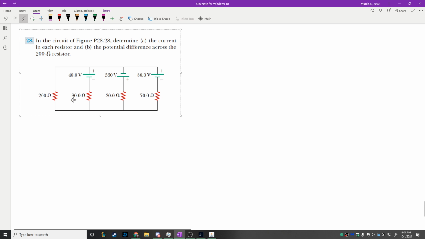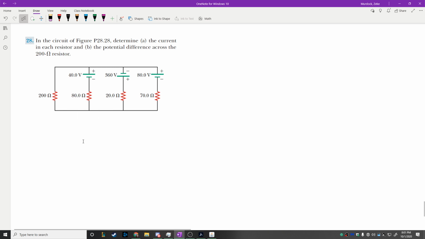There are a lot of loops here. There's a loop around this one, this one, this one. There's also a loop that contains these two, a loop that contains these two, and a loop that contains the outer ones. There's a total of 6 loops. So 6 loops and 4 junctions, but you only have 4 unknowns. There's a possibility of 10 equations that you could write out of this. Don't let that overwhelm you. You just need to pick 4. So pick 3 loops and pick 2 junctions.